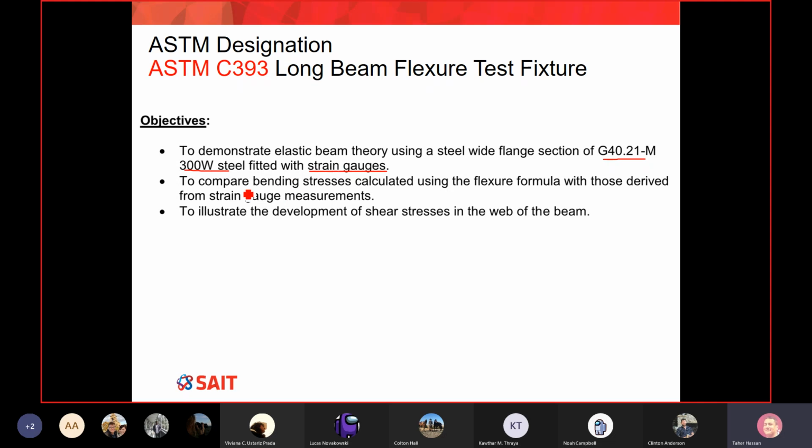Next, we would like to compare the bending stresses calculated using the flexure formula. So in this class, I'll show you the formula and we can estimate the stress using this formula and also compare it against what we measure using the strain. Then finally, we would like to illustrate the development of shear stresses in the web of the beam. To be honest, I know at this point there are so many things that are not very clear on this slide. That's why I'm asking you, please be patient. Before the end of the class, you will know more about those objectives.